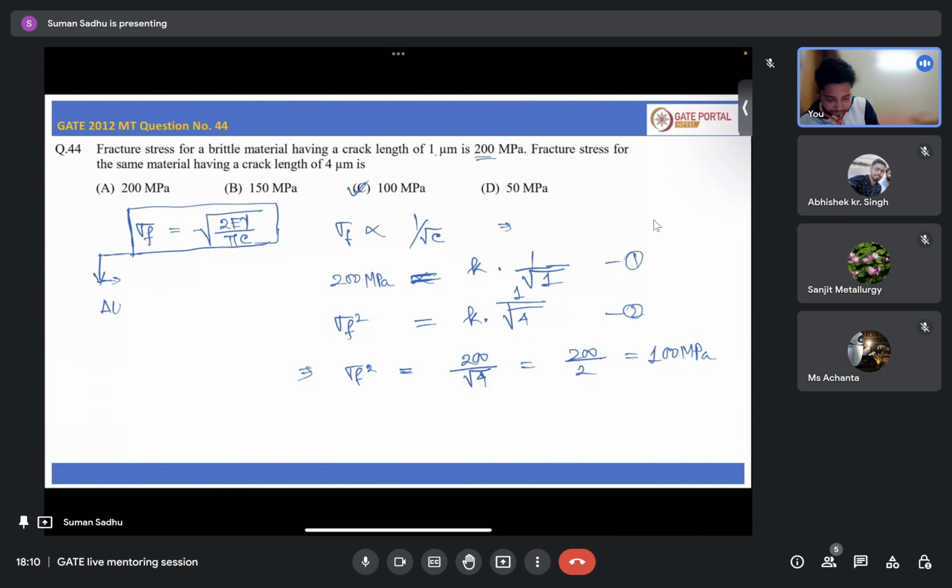This is your total energy, let's say delta U. One term will be for the surface area creation, and another term will be for the strain energy release. So he proposed that the crack will grow only when the change in energy is zero. That means whatever energy is released because of the release of strain will be equal to the energy required for the creation of the surface, when this equals 0.